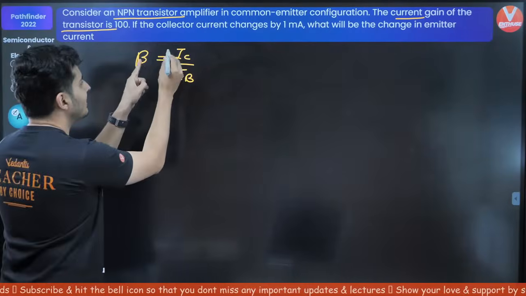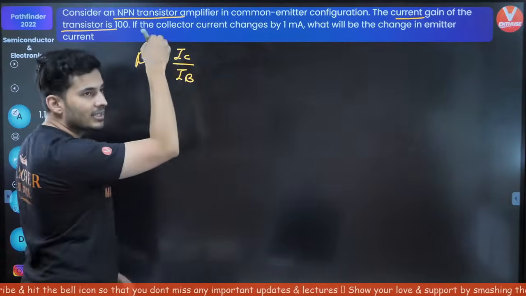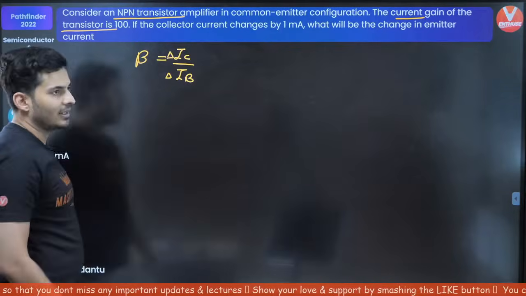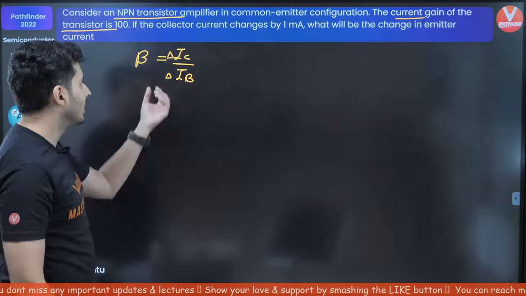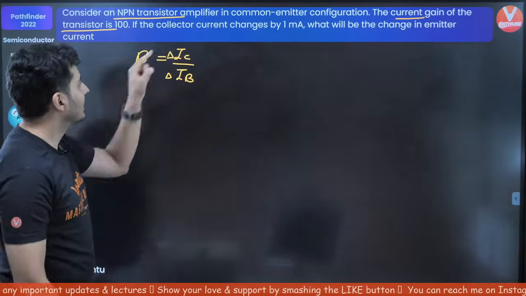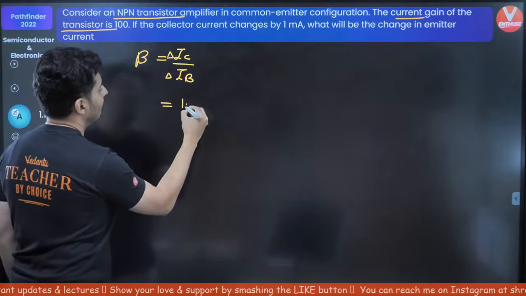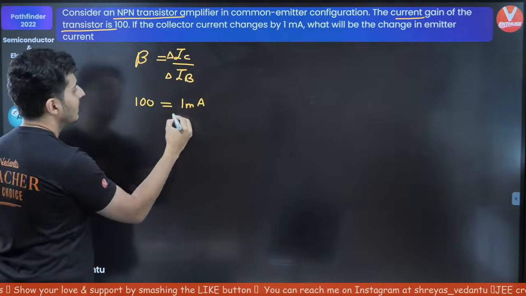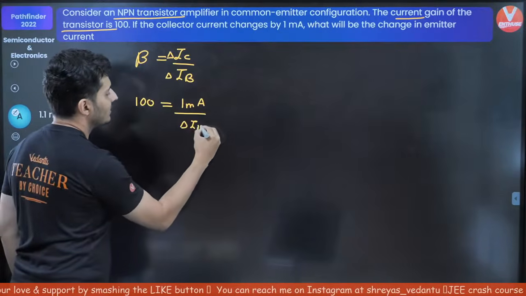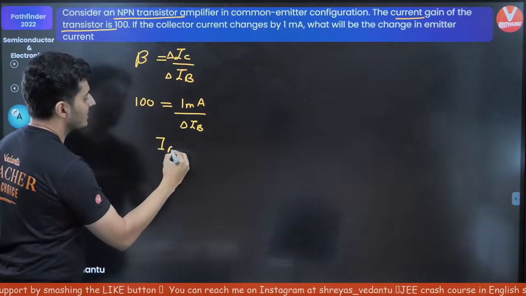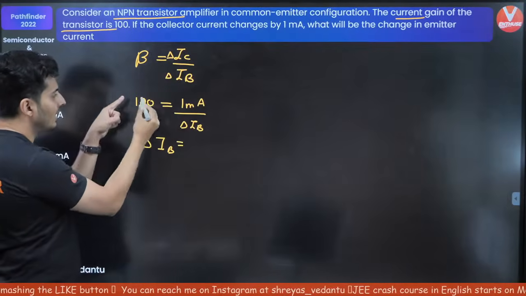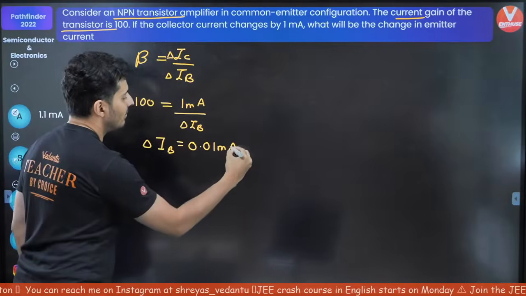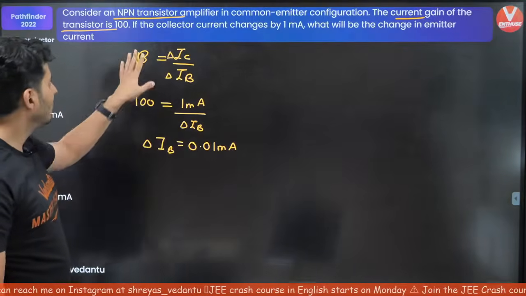In this situation I'm not interested in the actual values but in the changes of that current, so the delta values are what I'm interested in. If the collector current changes by 1 milliampere and beta is given to be 100, I can immediately find the change in the base current, which is 1 divided by 100, which is 0.01 milliampere. Is that what is asked?